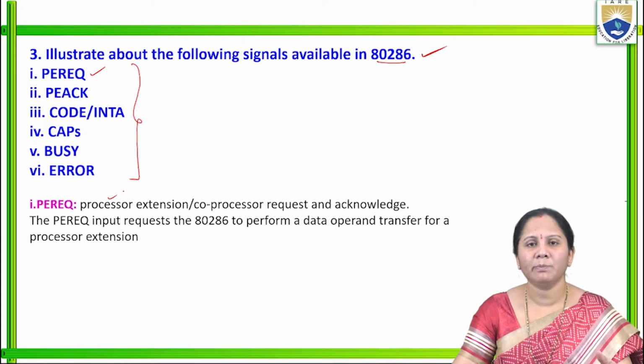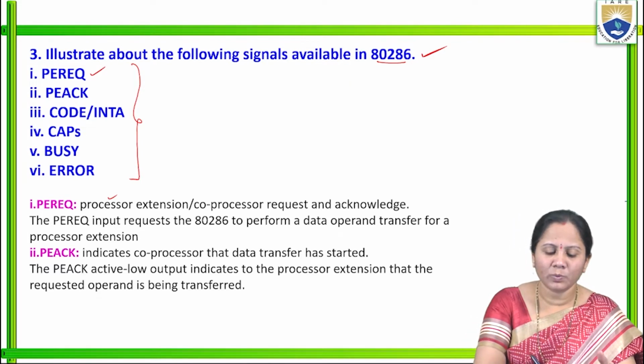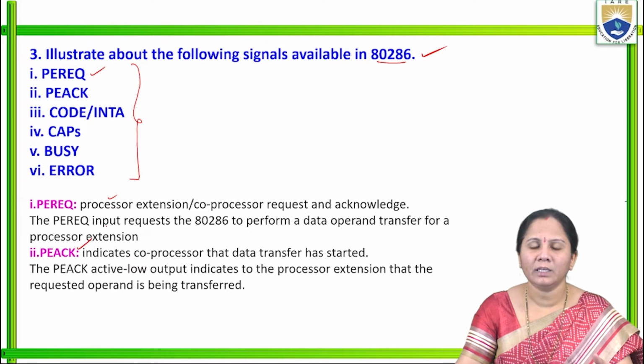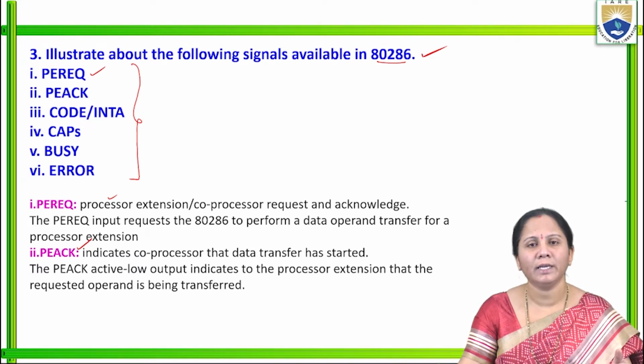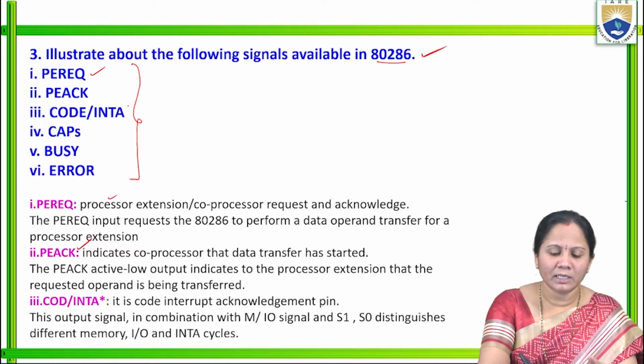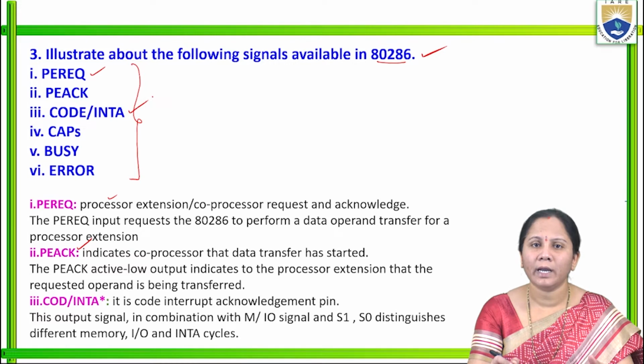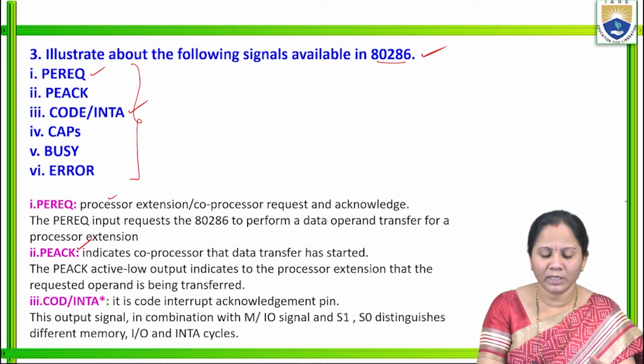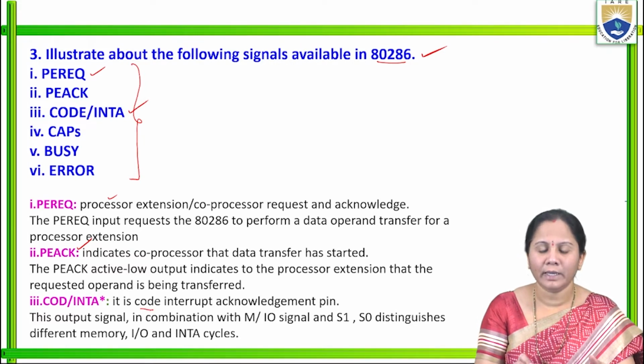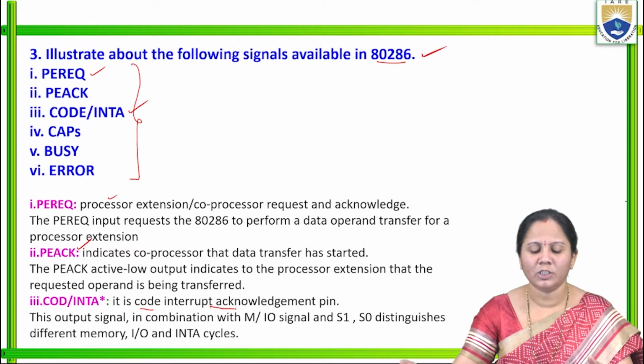Generally this is the pin we will use because the 80286 supports a coprocessor. And the next one is PEACK, that is processor extension acknowledgement. This is the acknowledgement signal that is coming from the coprocessor to the original 80286 microprocessor. And the next signals are CODE and INTA. Here CODE represents code and INTA represents interrupt acknowledgement.